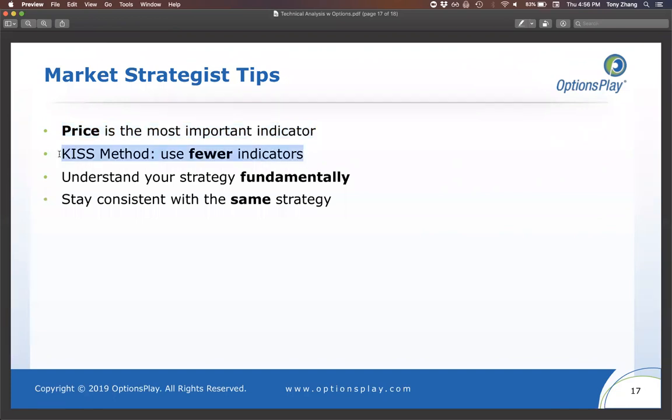I generally tend to find as a strategist, you want to follow the KISS method. Keep things simple. The fewer the indicators, the better. Certainly with respect to momentum indicators, you only need one. You do not need multiple momentum indicators.